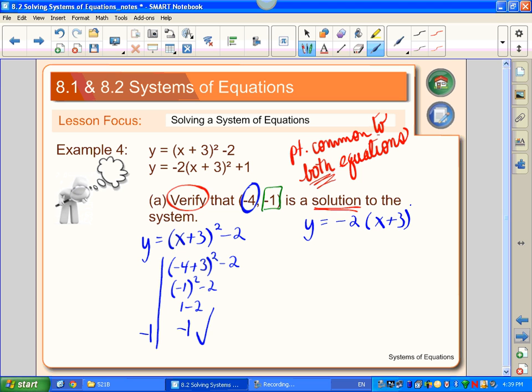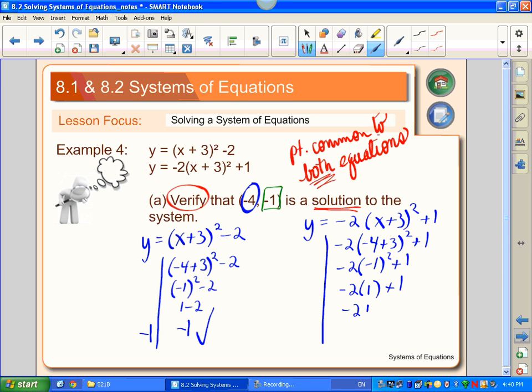So here's our second equation. At the end, we want to know that y is equal to -1 if x is -4. So let's put -4 in for x, and we will do that substitution and simplify. So -2 times (-1) squared plus 1, that's -2 times 1 plus 1, -2 plus 1, -1, and y was -1. So we have verified that this point is a solution to the system.